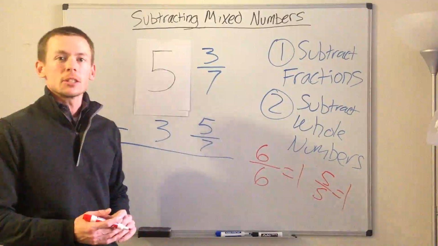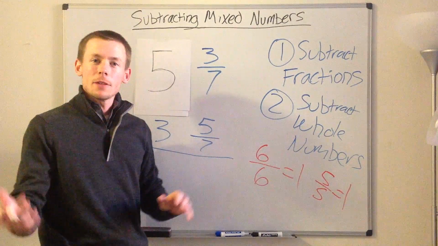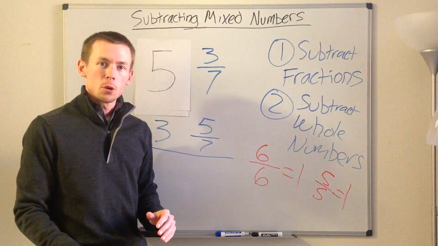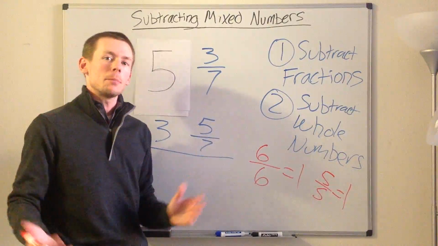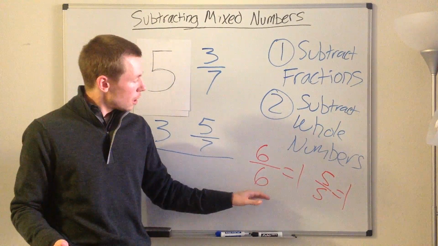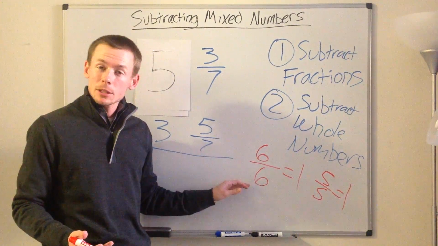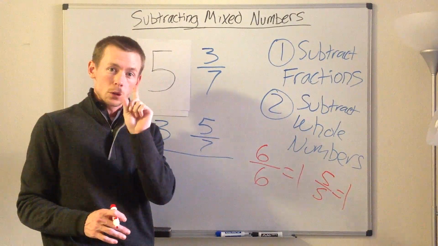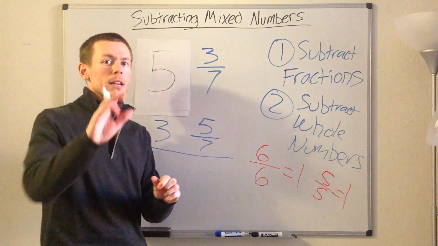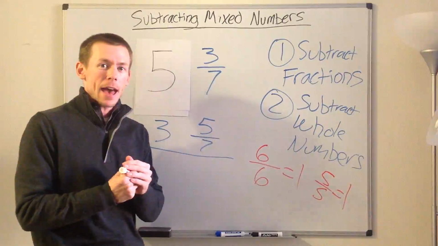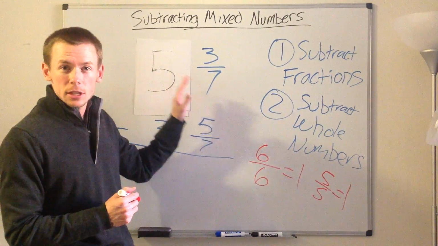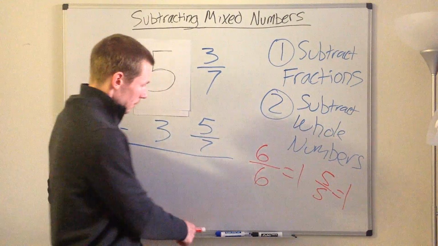6 divided by 6 is 1. 5 divided by 5 is 1. 14 divided by 14 is 1. 20 divided by 20 is 1. So as long as the numerator is the same as the denominator, it's going to be equal to 1. Right? So we're going to need to remember that fact in order to change things around for this problem.